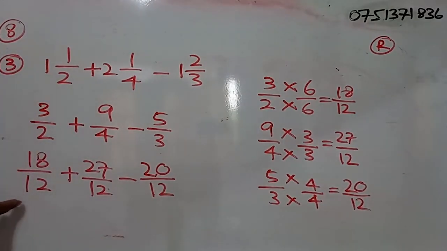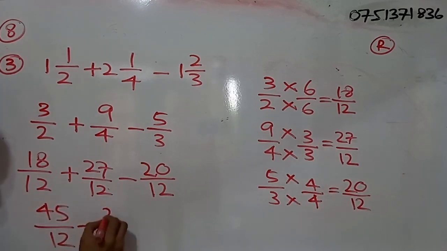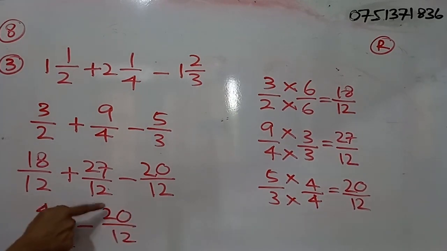So start from here, work our way to this side, BODMAS. Okay. So we have to add these together. So 10 plus 20, we have a 30. 30 plus 15, that is 45. 45 by 12. Minus 20 by 12. Right? 45 minus 20, 25.